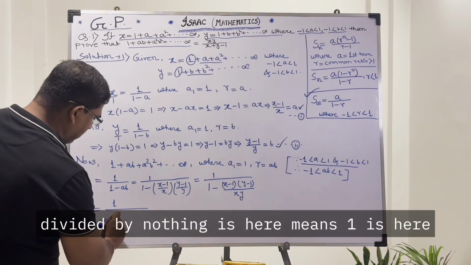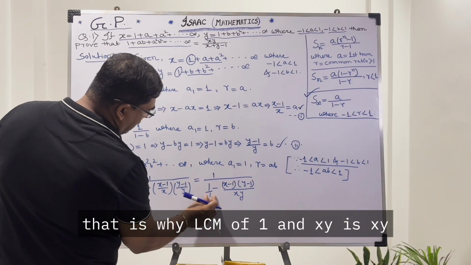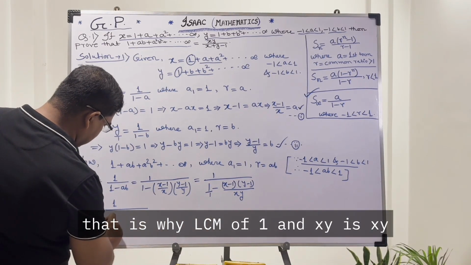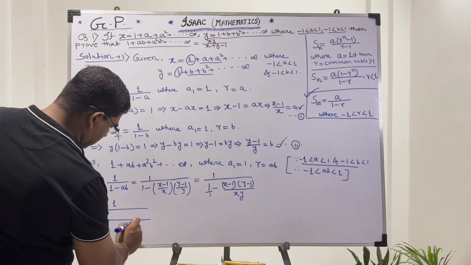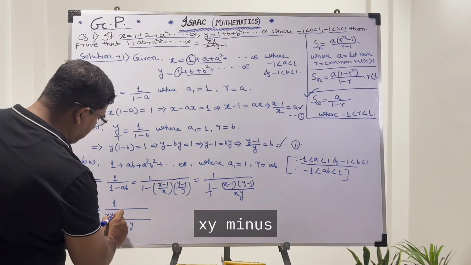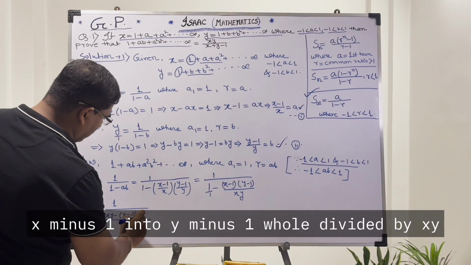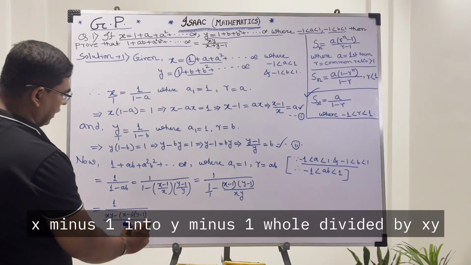One divided by nothing here means 1 is here. That is why the LCM of 1 and xy is xy. So after subtraction we have xy minus (x minus 1) into (y minus 1), whole divided by xy.